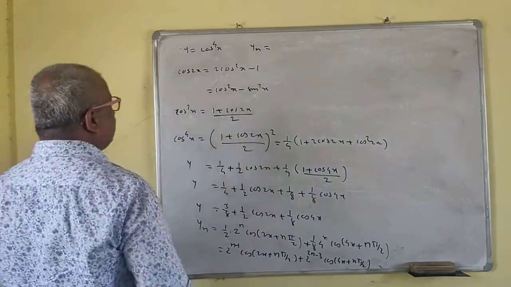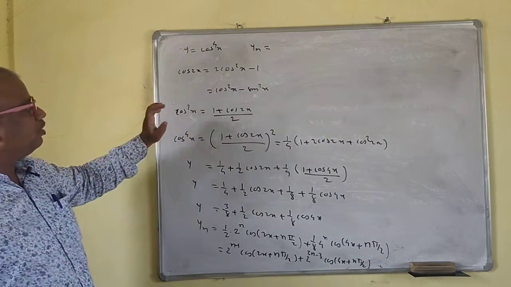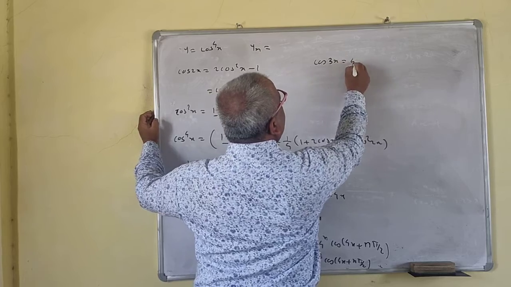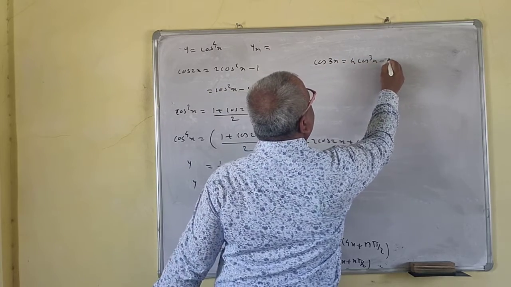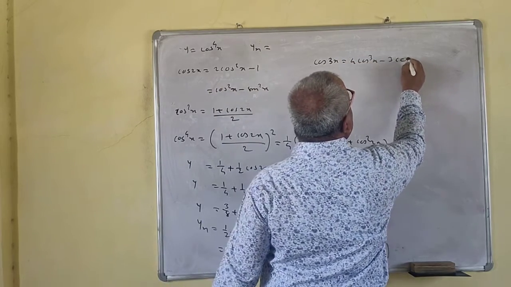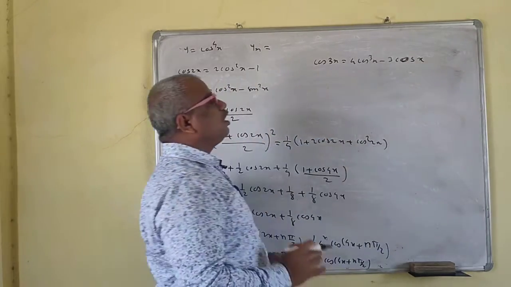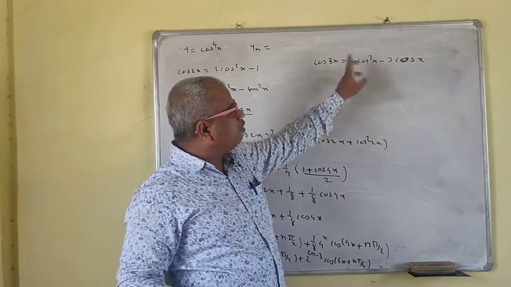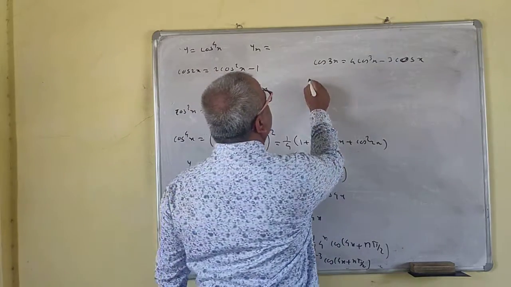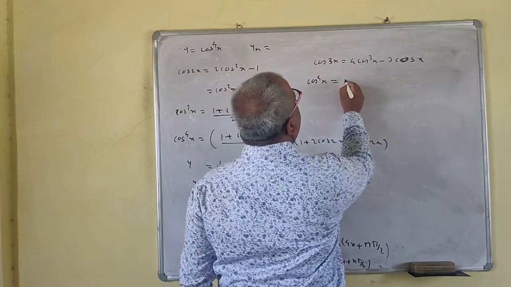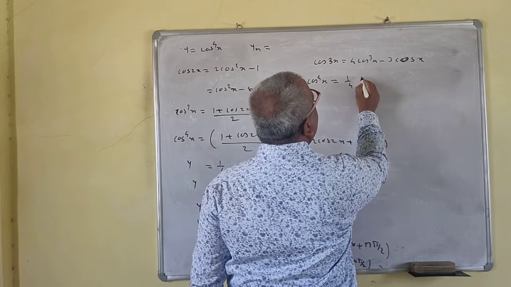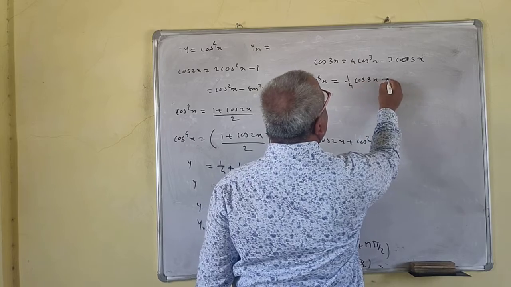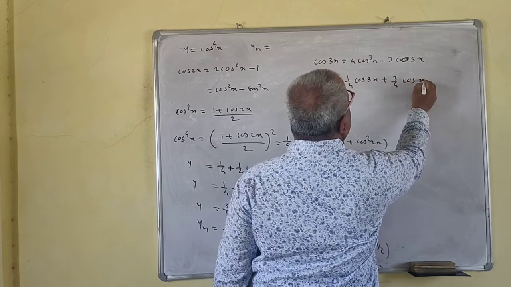Similarly for cos cube also you can do this. So for cos cube you have the direct formula for cos 3x. This is what? 4 cos cube x minus 3 cos x. Right, this is the formula for cos 3x. So for cos cube you can write, you can shift this. Cos cube x is equal to what? 1 by 4, so you have to shift this, okay? Just 1 cos 3x plus 3 by 4 cos x.